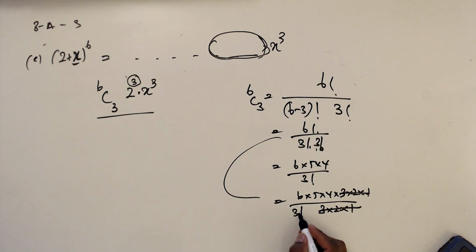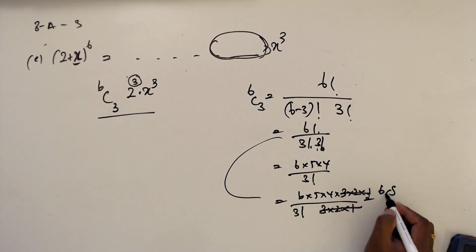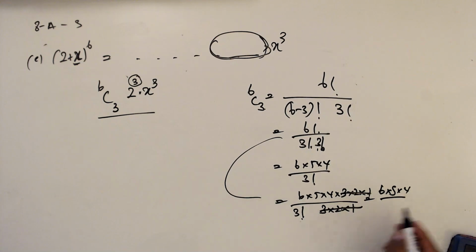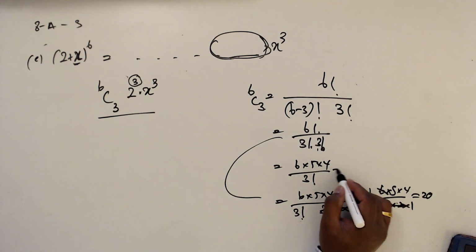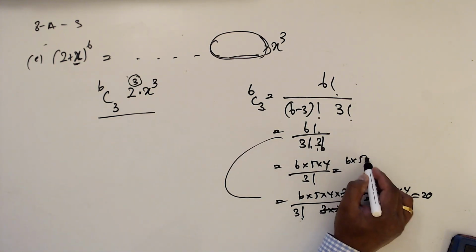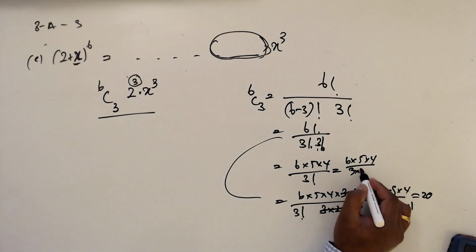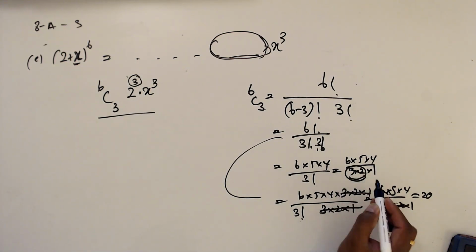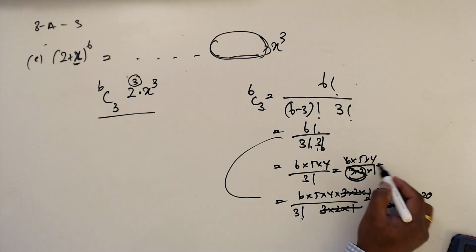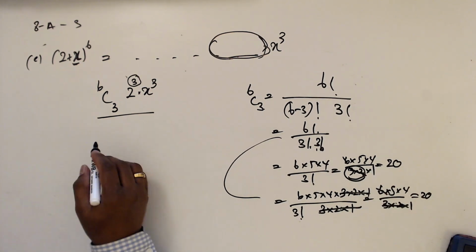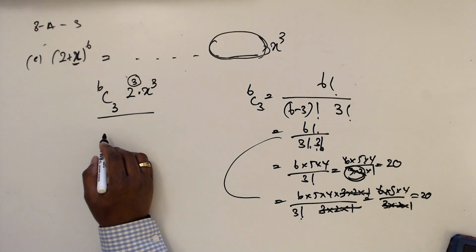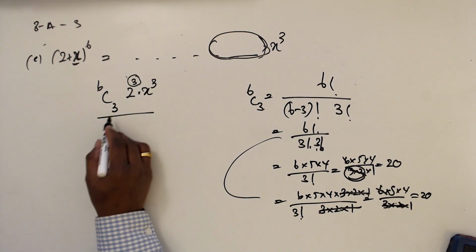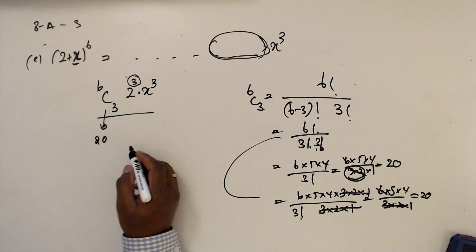So then 6, 5, 4 over this factorial 3, which means 3, 2, 1. So 3 times 2, 6. 6 and 6 cancel out. So this answer is 20. If I work it out again to show you: 6, 5, 4, then 3, 2, 1. 3 times 2 is 6. 6 and 6 cancel out. 5 times 4, 20 remaining. So this one value is 20.